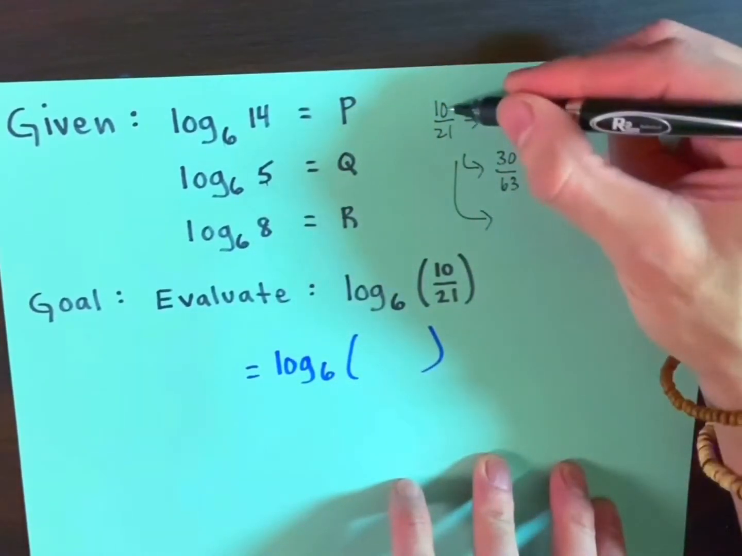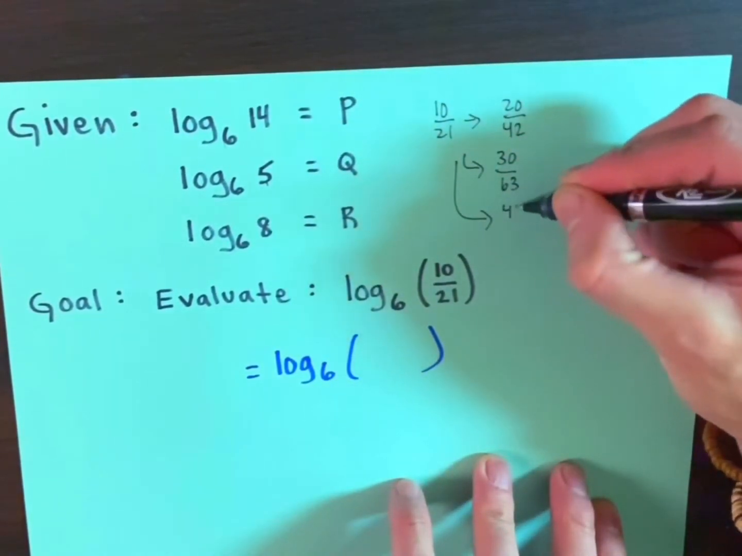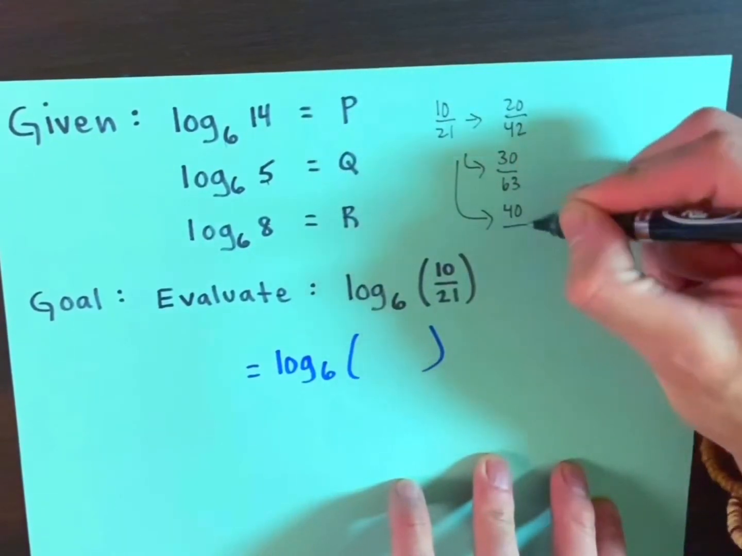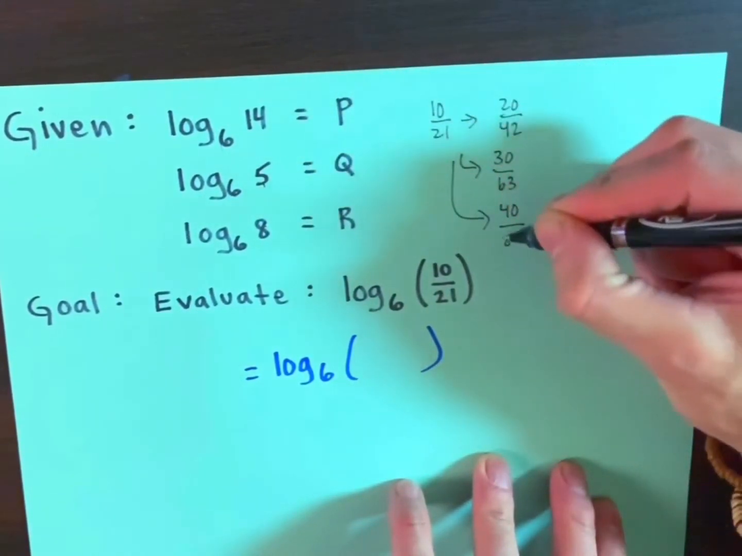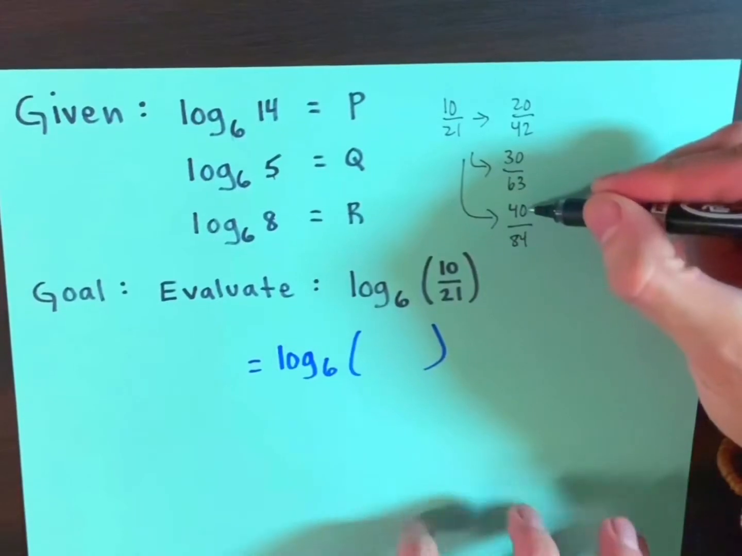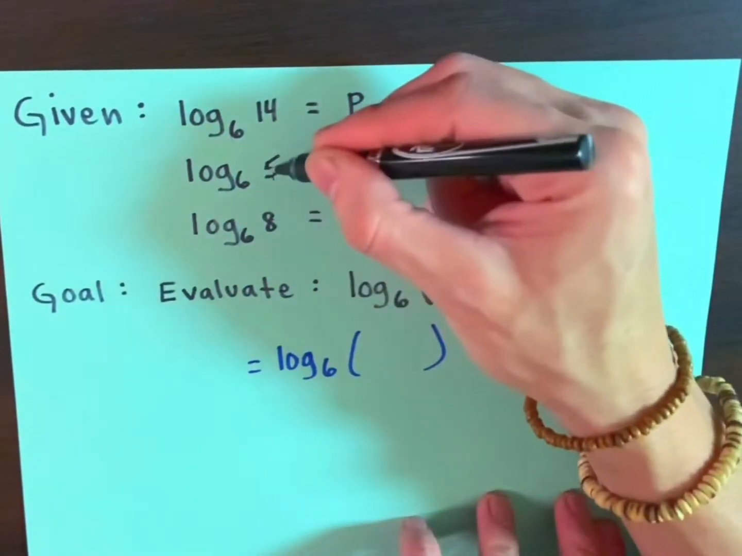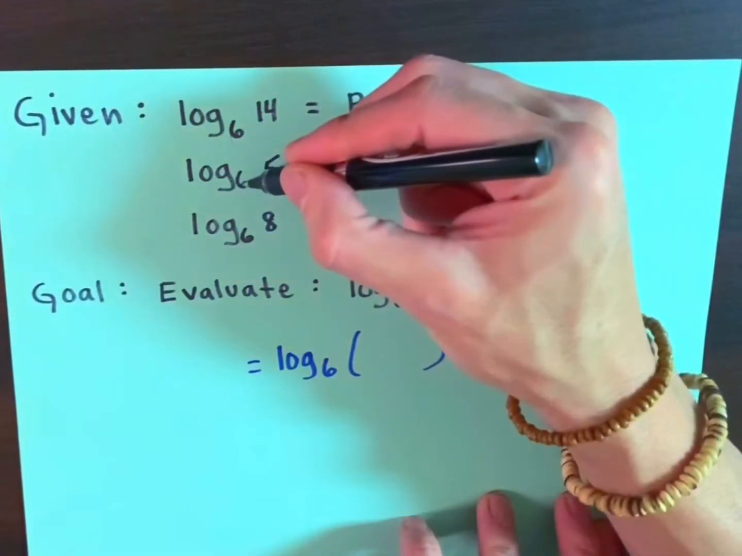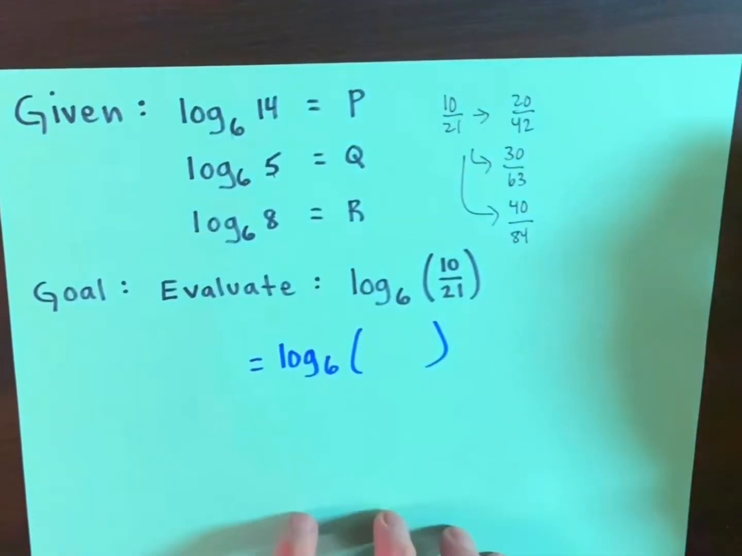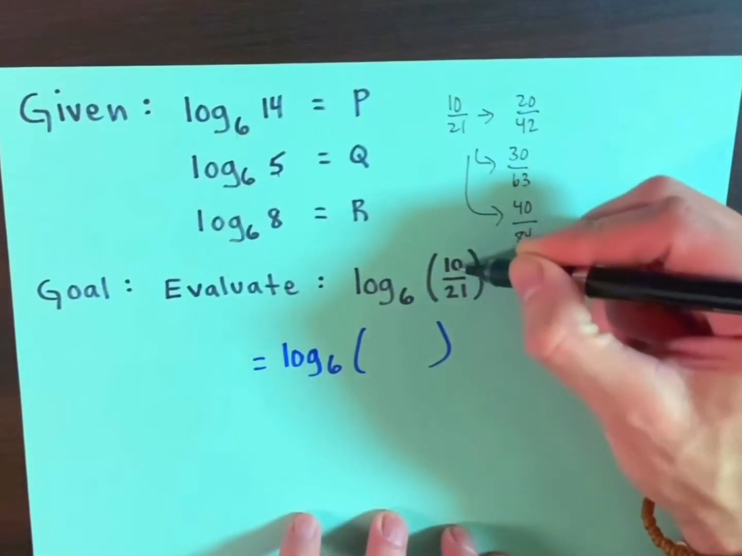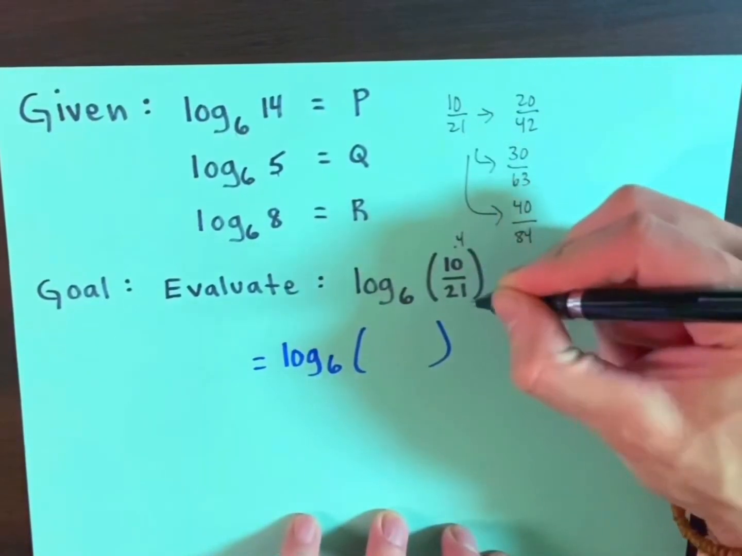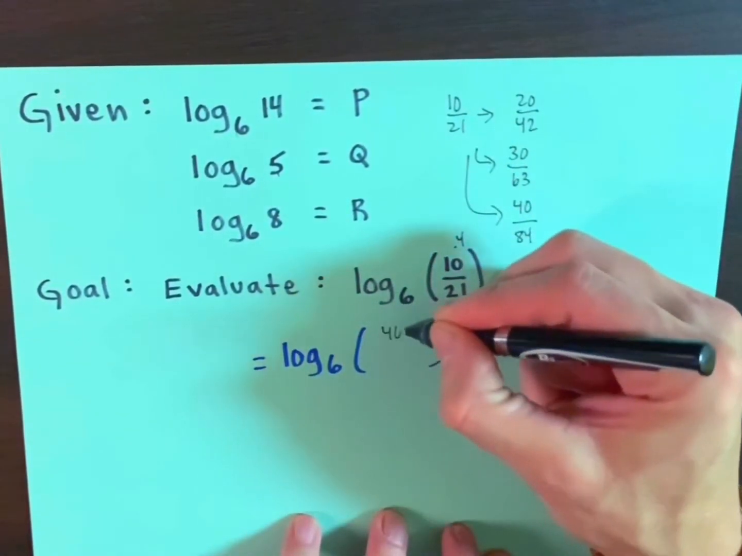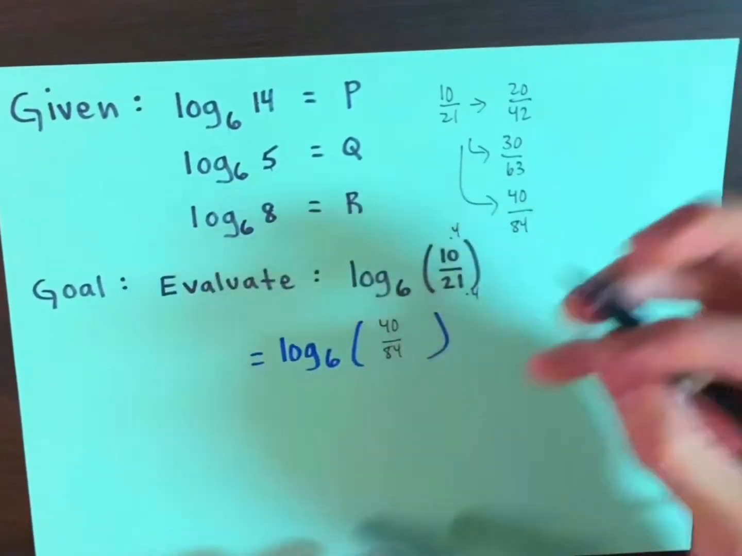What about multiplying top and bottom by 4? You multiply that by 4, you multiply this by 4, and I think this works because for 40, we have an 8 and a 5. For 84, we have 6 times 14. So what I'm gonna do is multiply this top and bottom by 4. That turns it into 40 over 84.